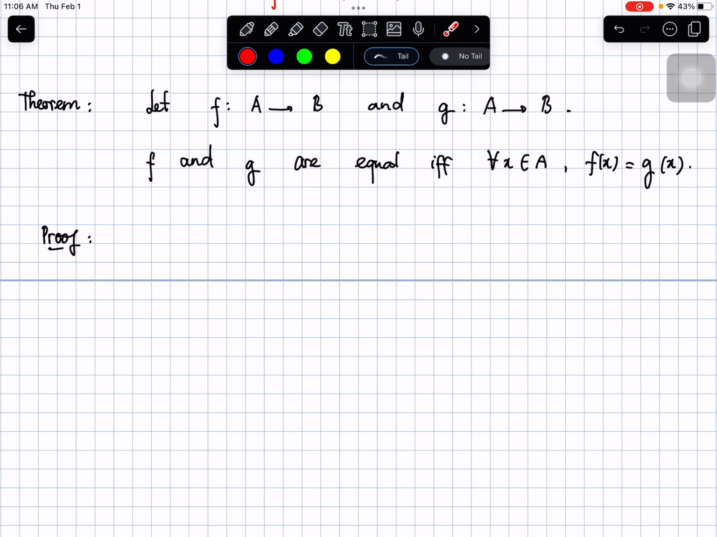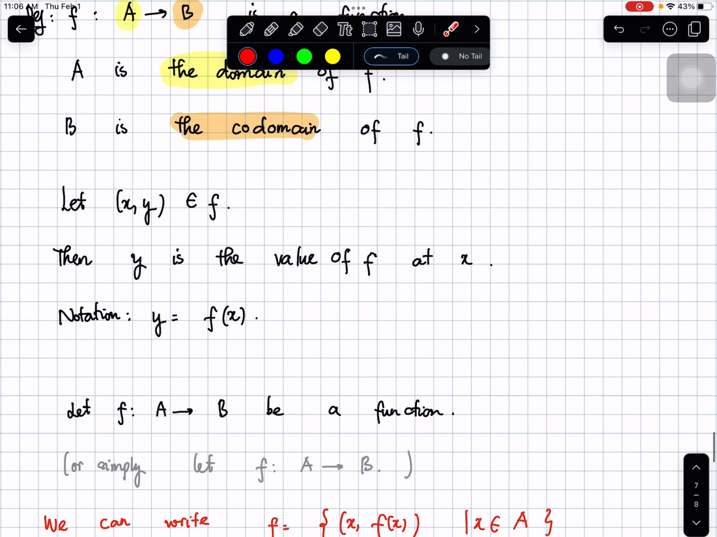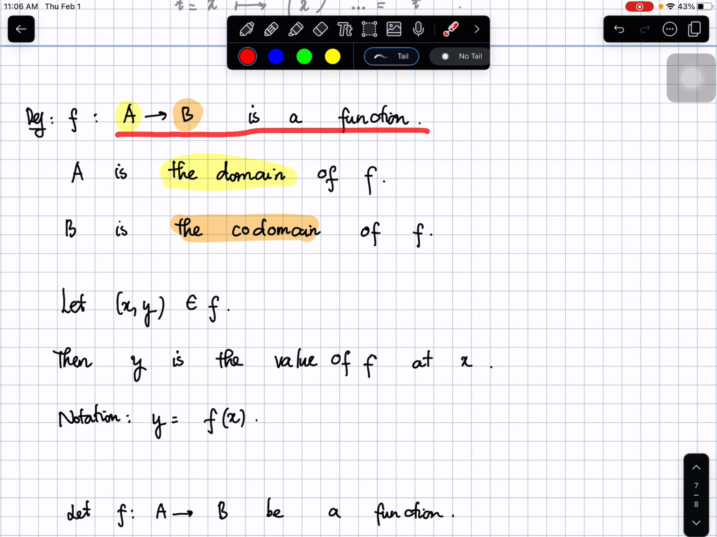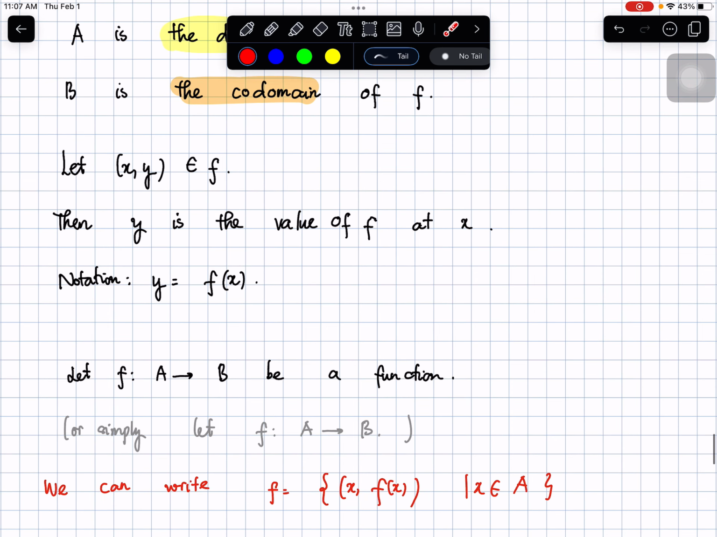So here we have this theorem. Let f be a function from A to B. By the way, A is what we call the domain of the function f, and B is the codomain of the function f. And we can write it like this: f from A to B is a function, A is the domain of f, and B is the codomain of f.